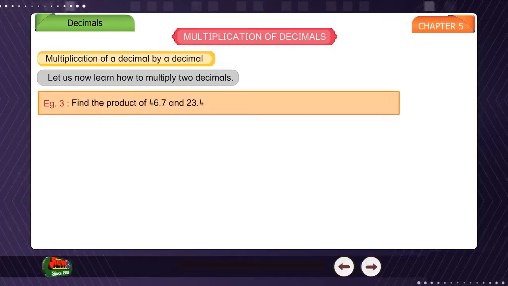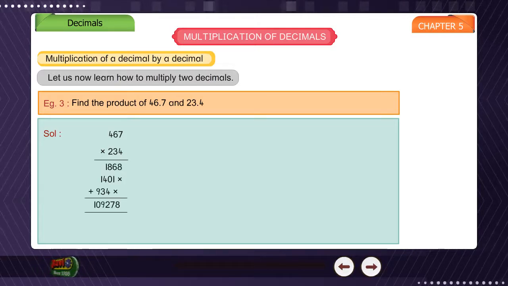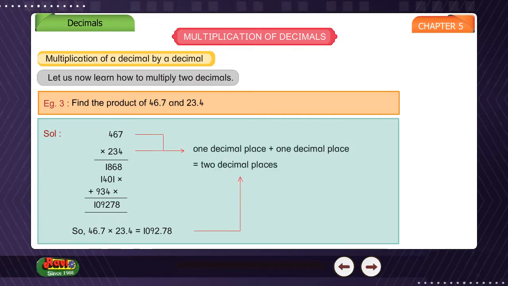Example 3. Find the product of 46.7 and 23.4. Solution: 467 into 234 is equal to 1,09,278. So, 46.7 into 23.4 is equal to 1092.78. 1 decimal place plus 1 decimal place is equal to 2 decimal places.